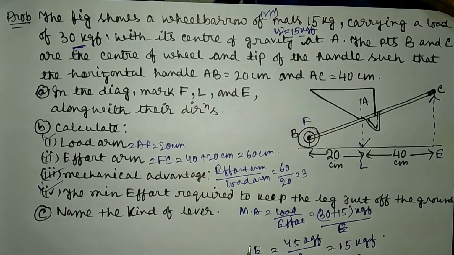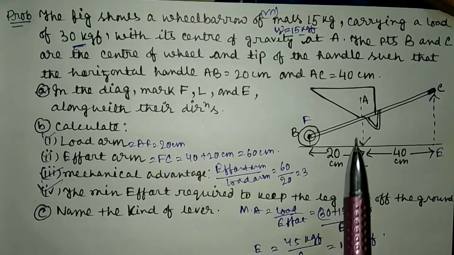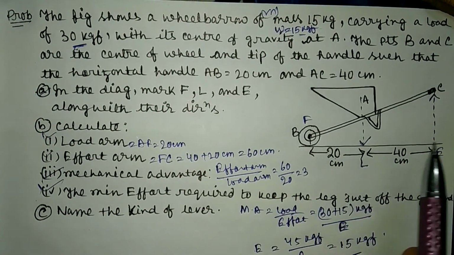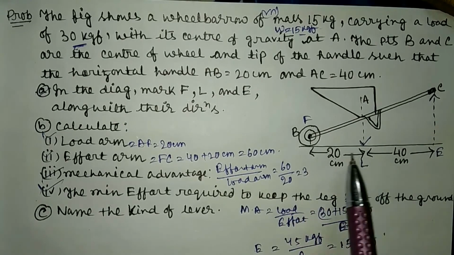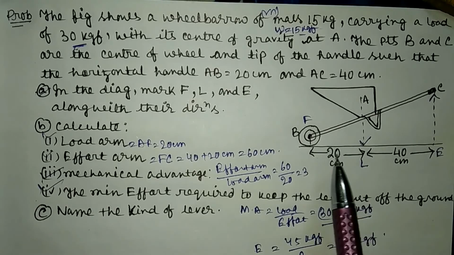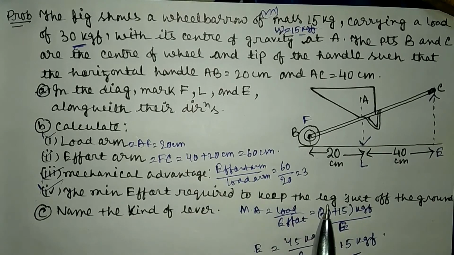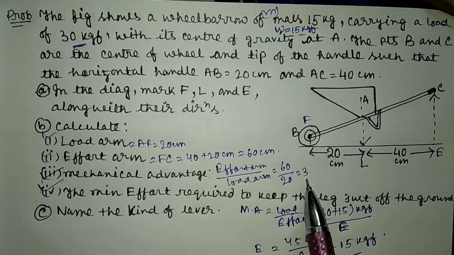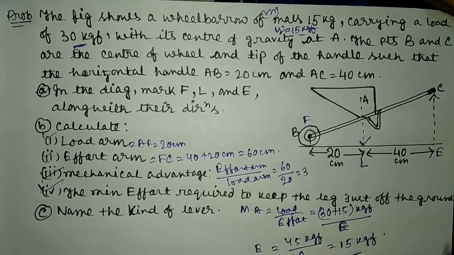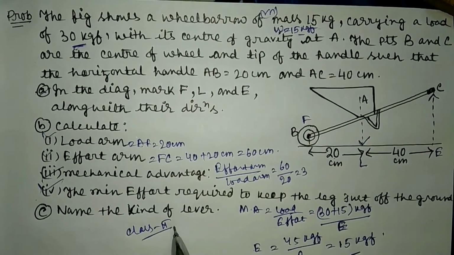Name the kind of lever. For the wheelbarrow, the load L is between the effort and the fulcrum. Therefore, the effort arm is longer than the load arm, right? Effort arm is 60 cm and load arm is 20 cm. Therefore, the mechanical advantage, that is effort arm by load arm, is greater than 1, here that is 3. Therefore, it is a class 2 lever. Okay.